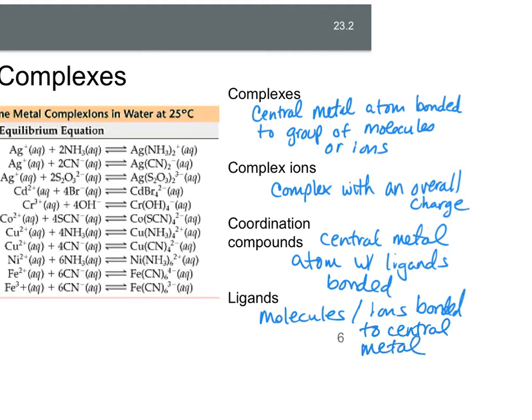Okay, so in our first equilibrium on this table, we have the silver ammonia complex ion. Ammonia in that case is the ligand. Our central metal atom is going to be silver. And it is a complex ion because it has an overall positive charge. Make sense? Just some terminology.